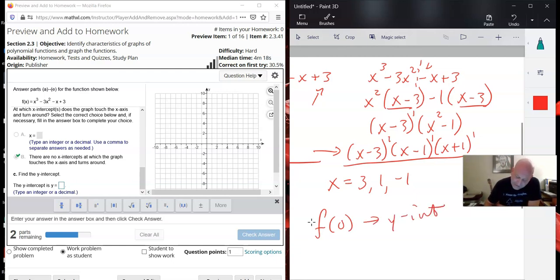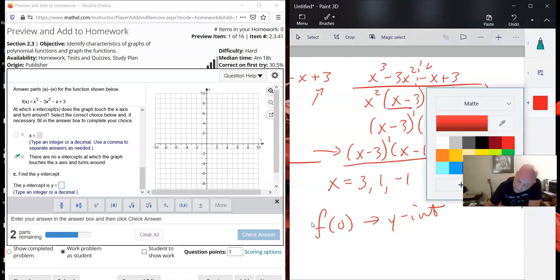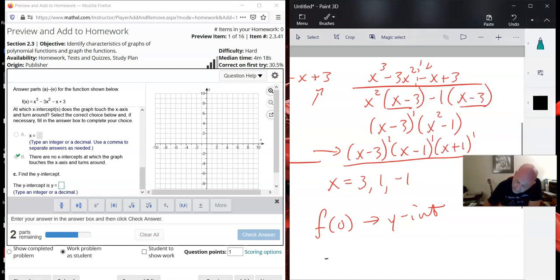But if you have this original function here, the x cubed minus 3x squared minus x plus 3, if it's already multiplied out for you, oh, that's not going to work for me. Let's do that. Okay. That last number there is your y-intercept.